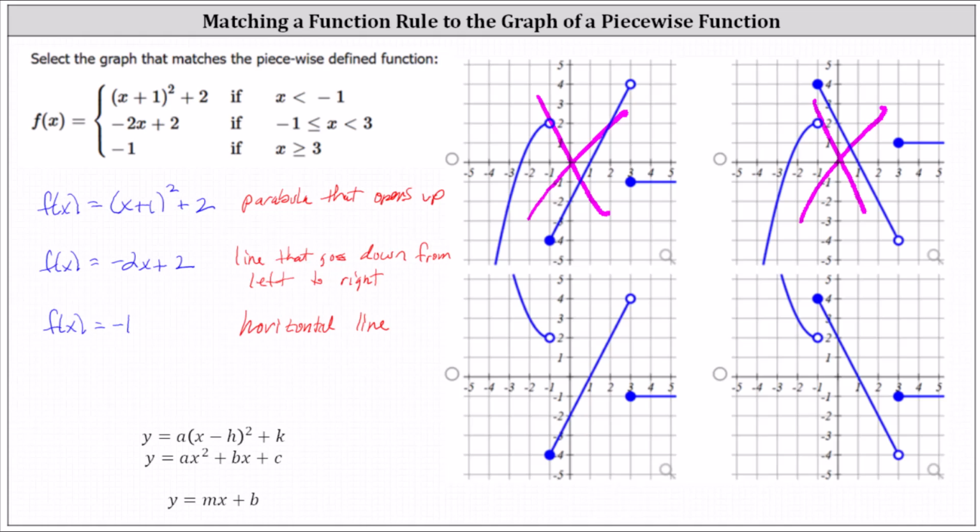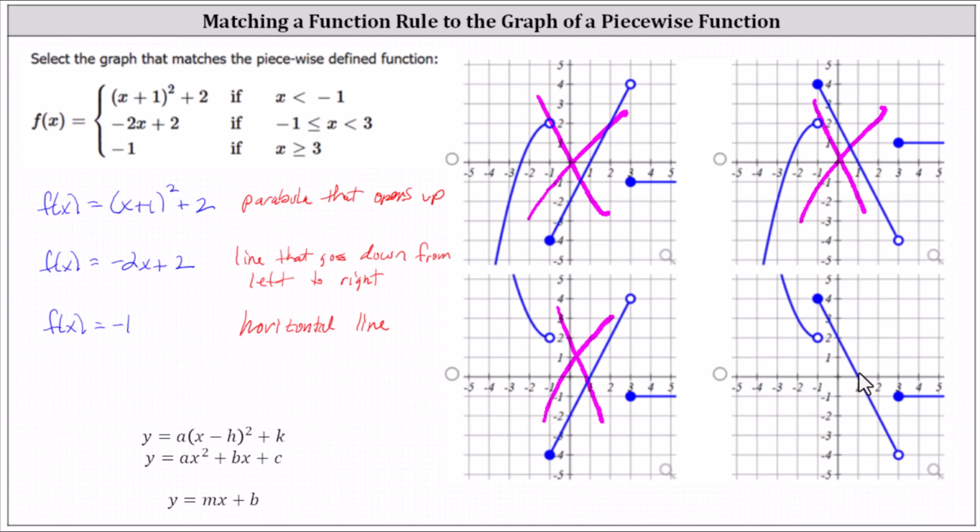Next, when x is greater than or equal to -1 and less than 3, we have a line with a negative slope, and therefore the line should go down from left to right. Notice for this first graph in the second row, the line is going uphill from left to right. The slope here is +2, not -2, and therefore this graph is not correct. And this last graph is.